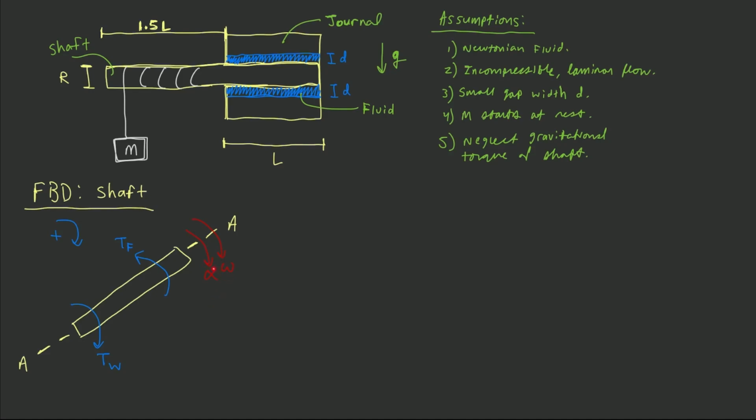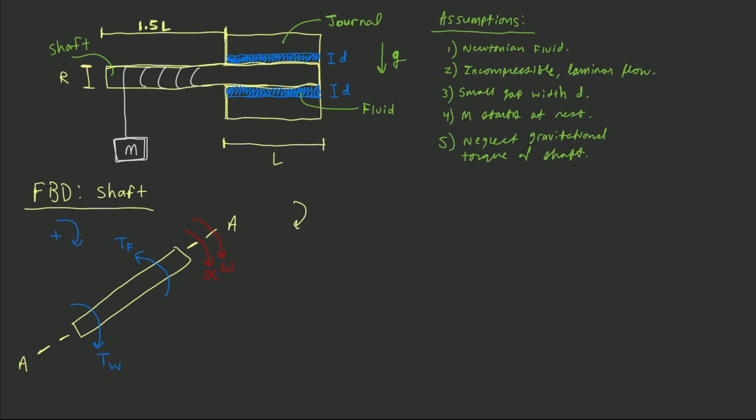So we're assuming a positive alpha and a positive omega, or a positive angular acceleration and a positive angular velocity. We've also assumed that our fluid torque is negative, and the torque due to the falling mass m is positive. At this point, we're going to write out Newton's second law for rotation.